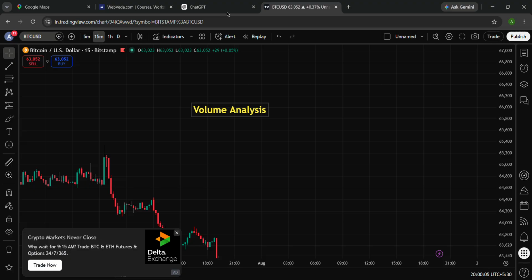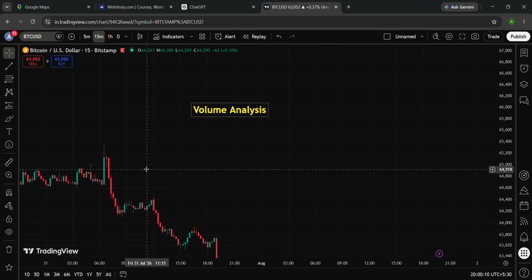So first of all, you have to understand what volume means. Volume is something which shows us how much quantity of trade is executed in that particular time, or how much bigger trade is executed in that particular candle at that particular time. So I will explain it to you.